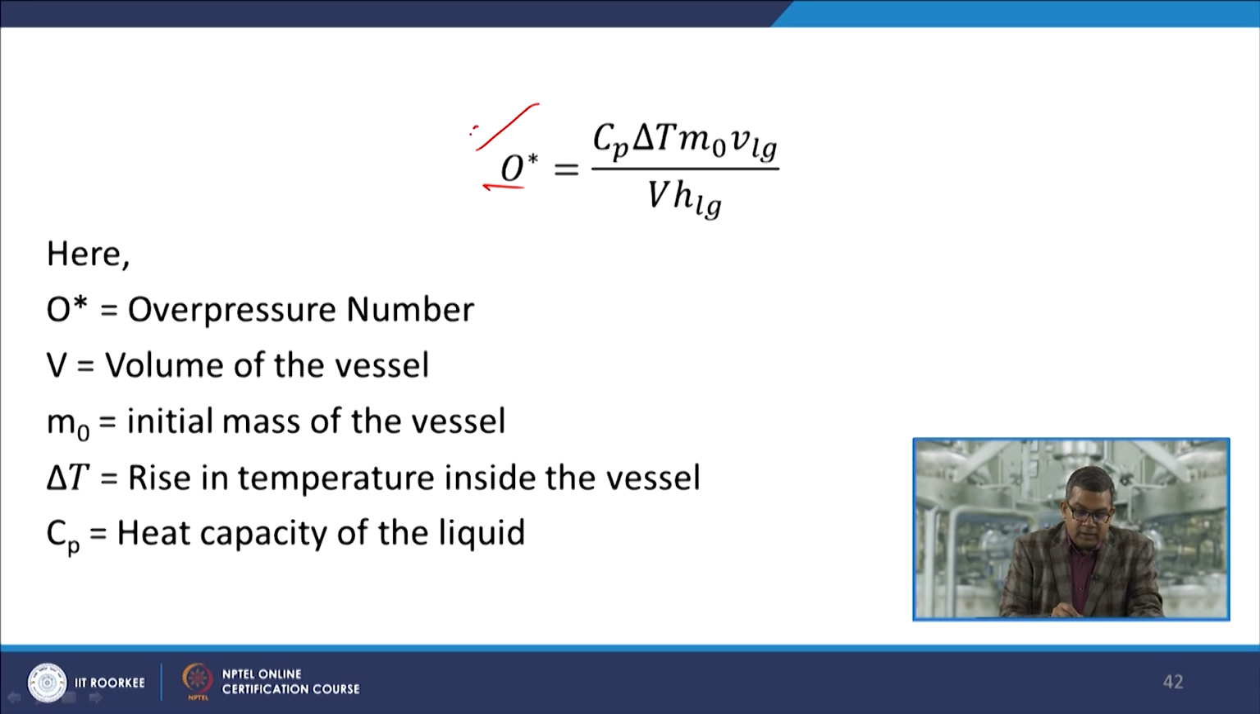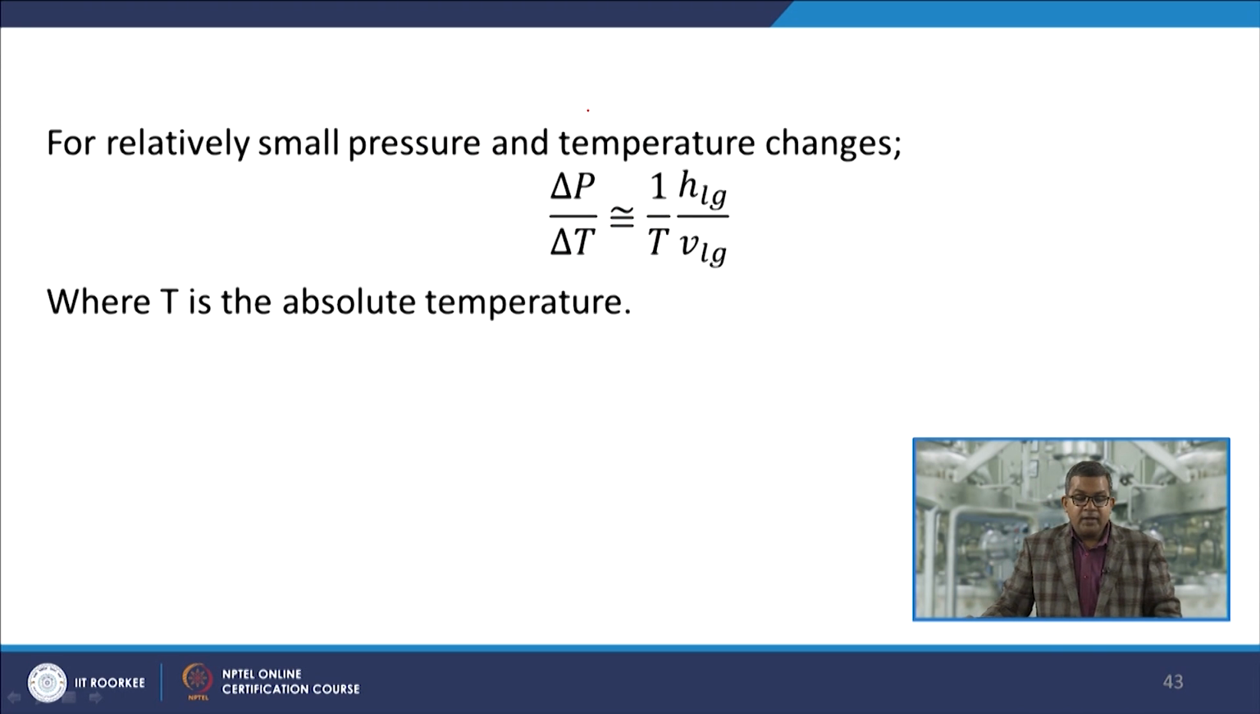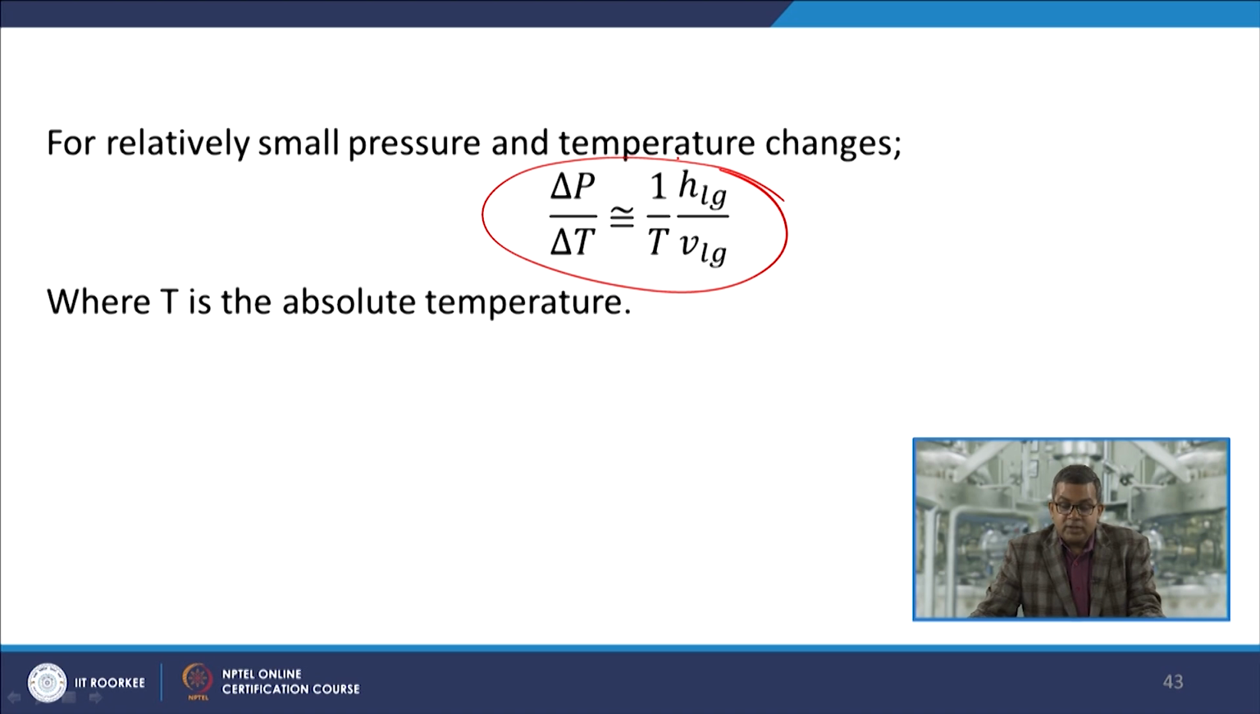So, where this is the overpressure number, V is the volume of the vessel, m naught is the initial mass of the vessel, delta T is the rise in the temperature inside the vessel, and Cp is the heat capacity of the liquid. So, if we take the relatively small pressure and a temperature change, then this equation reduces to delta P upon delta T is equal to 1 upon T HLG upon VLG, where T is the absolute temperature. It is in correlation with the Clausius-Clapeyron equation.